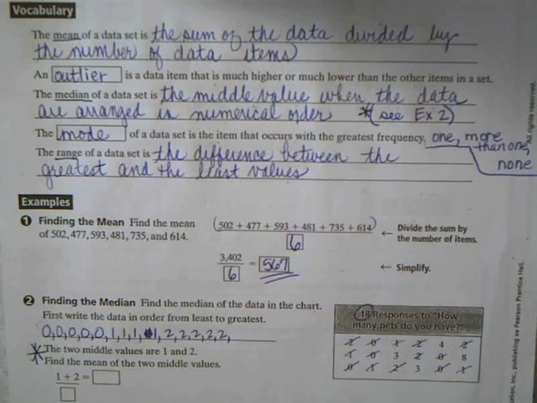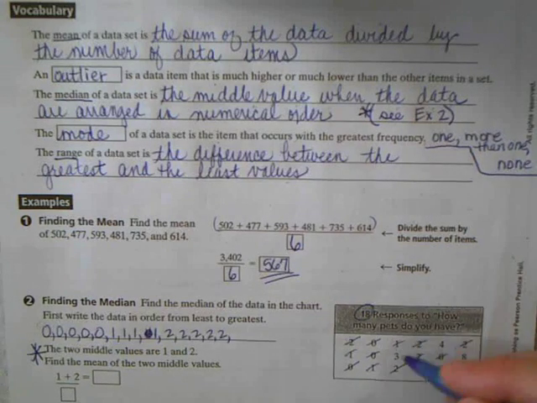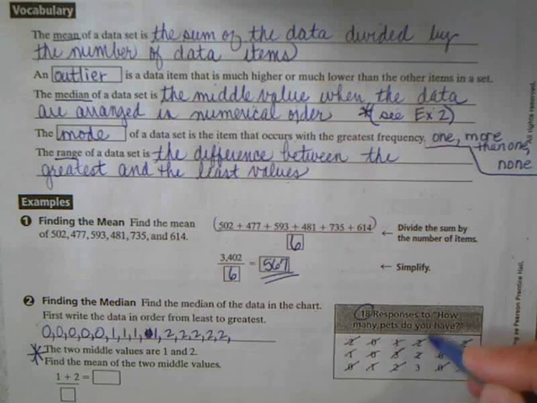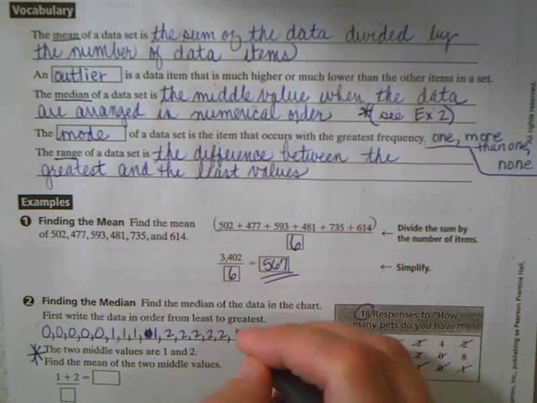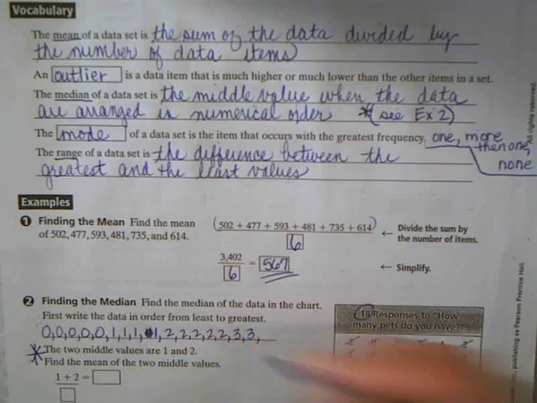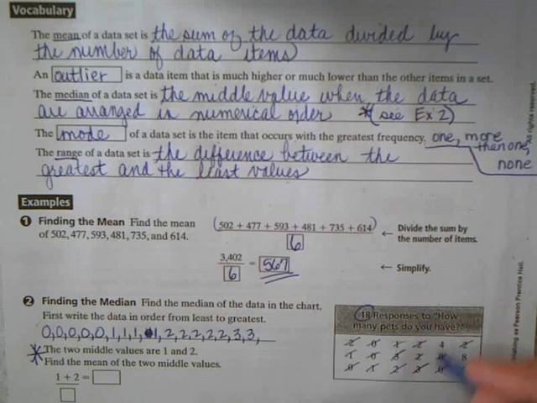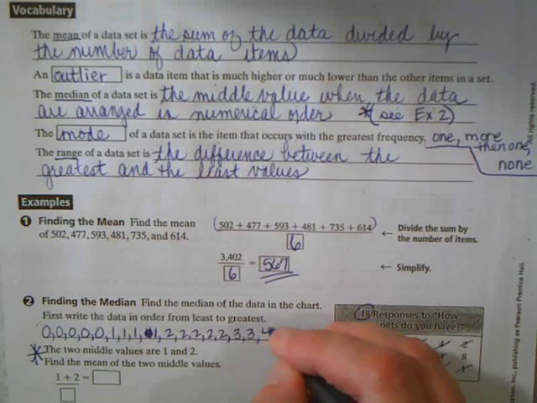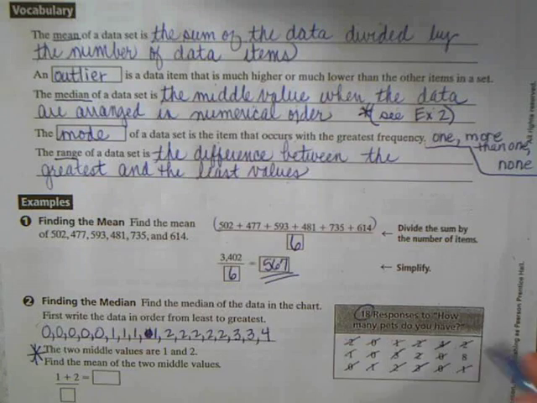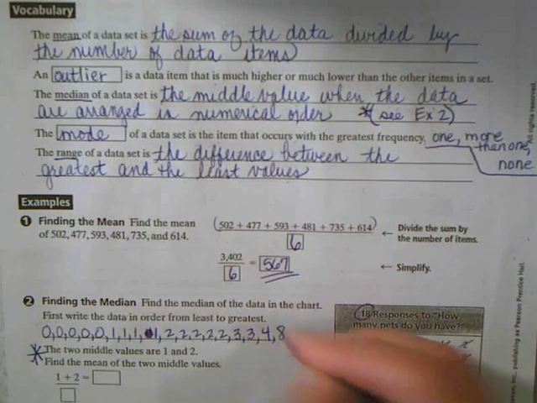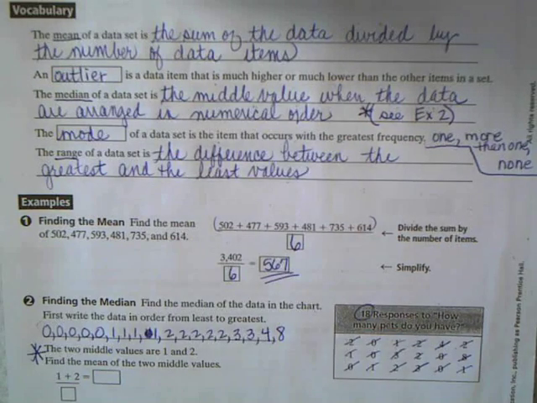Okay. Next, how many 3s? 1 three, 2 threes. So 2 threes. Next number would be 4. Here's a 4. And 8 is the last one. So I have them in order from least to greatest.